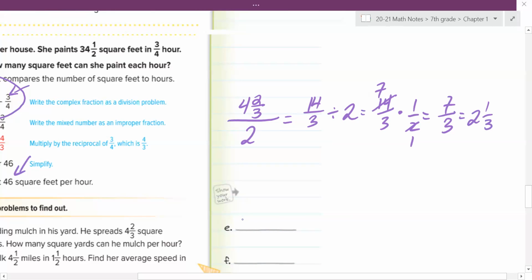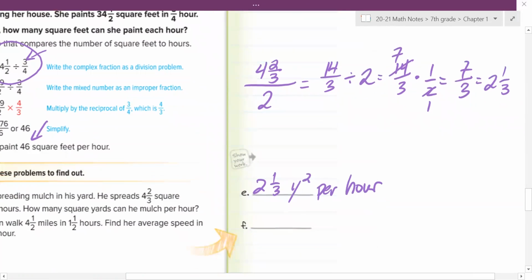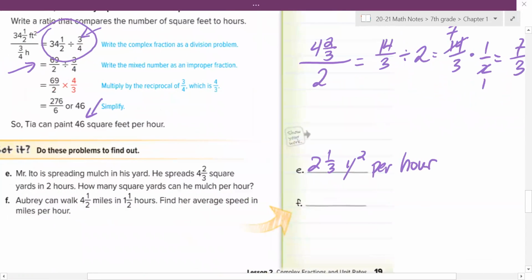So the answer would be 2 1/3 yards squared per hour. Any questions so far? Okay.